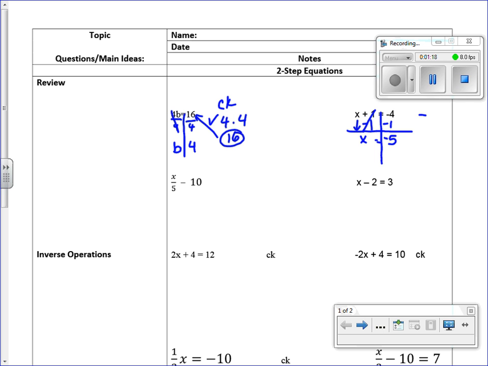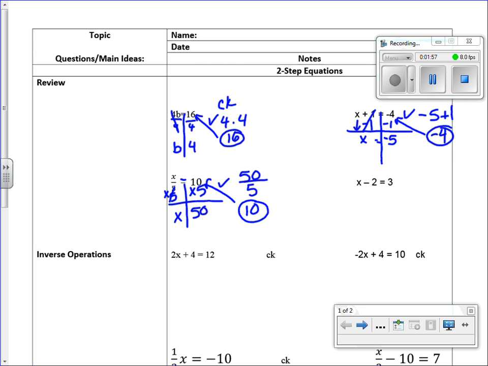I check it. Negative 5 plus 1, I get negative 4. That's the correct answer, so that's a check. Next, x divided by 5 equals 10. We do the opposite of divide by 5, which is multiply by 5. Those guys cancel. Here's my line, times 5. And x is going to equal 50. Checking, 50 divided by 5 is going to be 10, and those check.